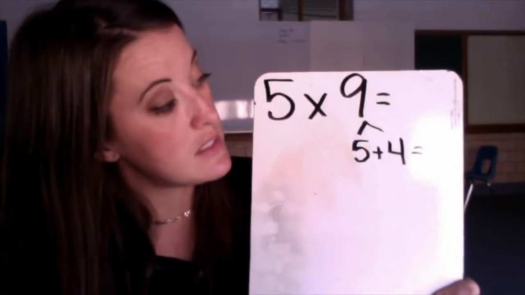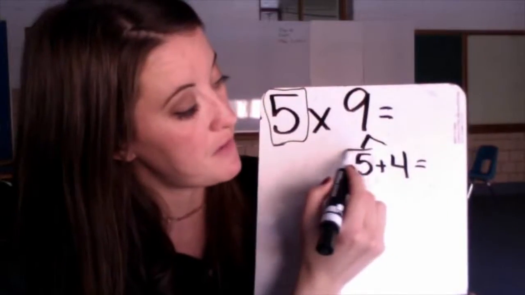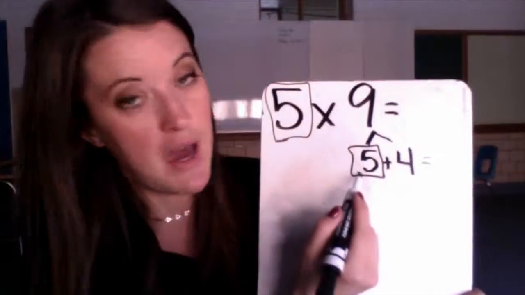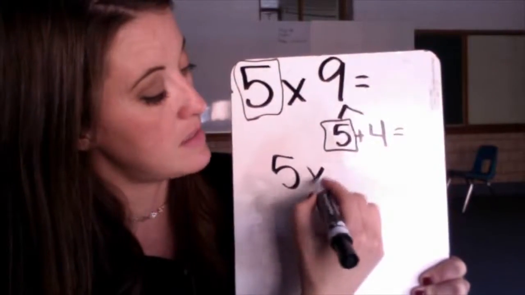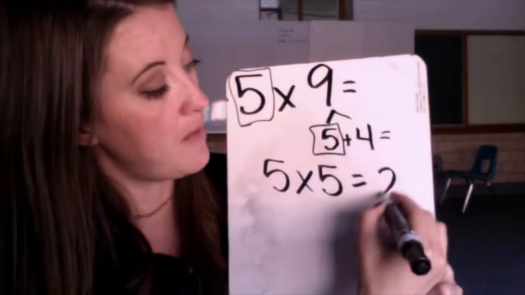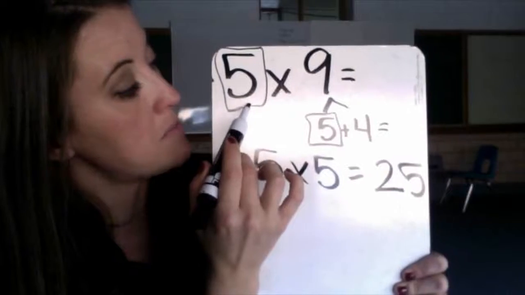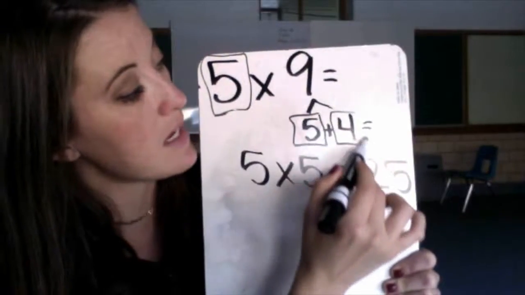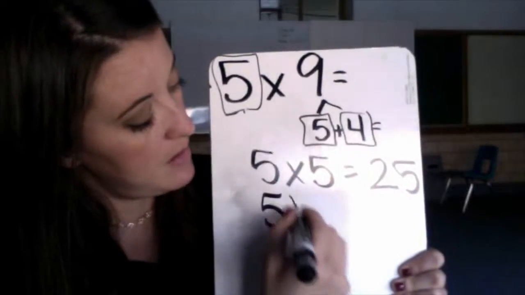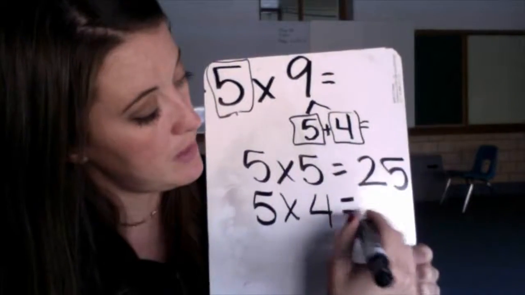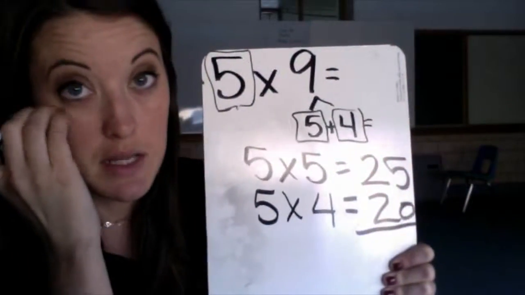So the next thing that I need to do is multiply my first factor by my first addend. What is 5 times 5? Very good. 5 times 5 is 25. Now I need to multiply this first factor by my second addend, 5 times 4. 5 times 4 equals 20. But I'm not done yet.